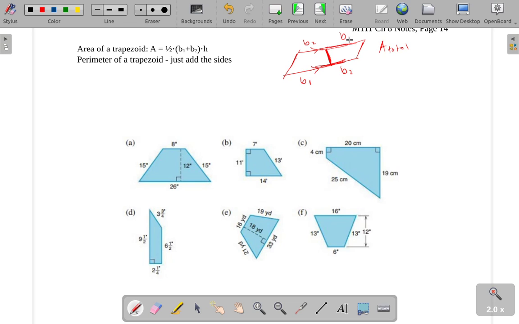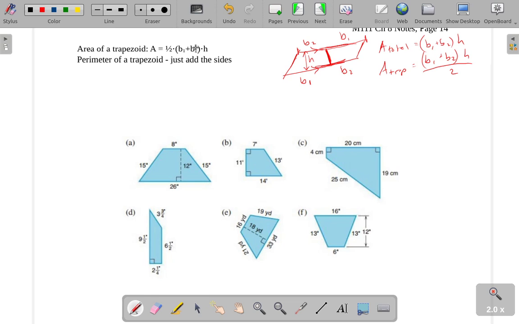And so the area of the total parallelogram would end up being the length of this base times my height. The area total is equal to B1 plus B2 times height. But this is the total. This is two of my trapezoids. So in order to get the area of the trapezoid, we would have to take half of this, B1 plus B2 times h over 2.